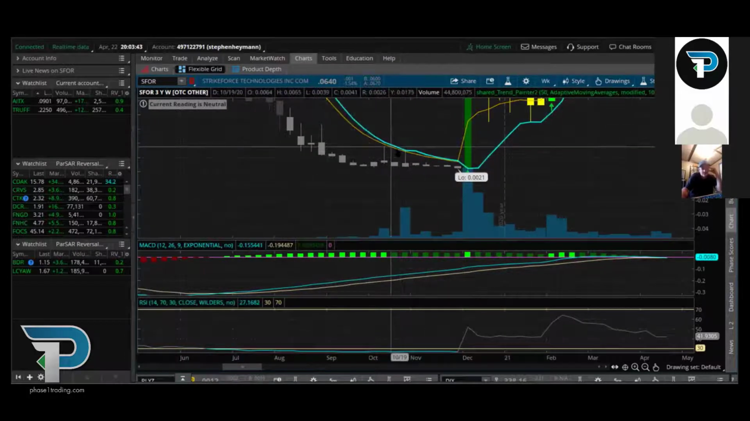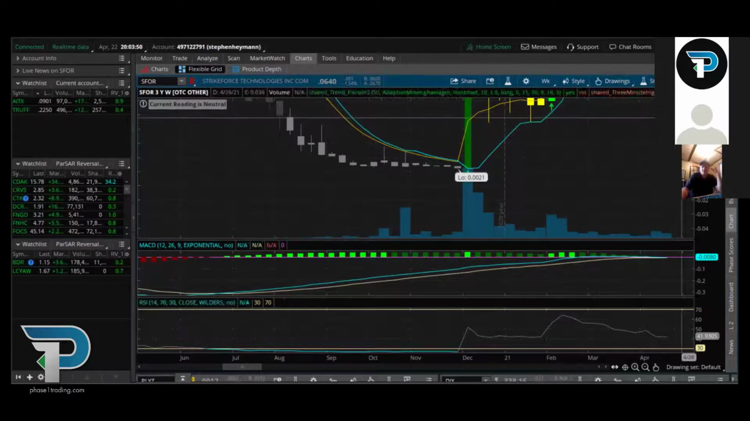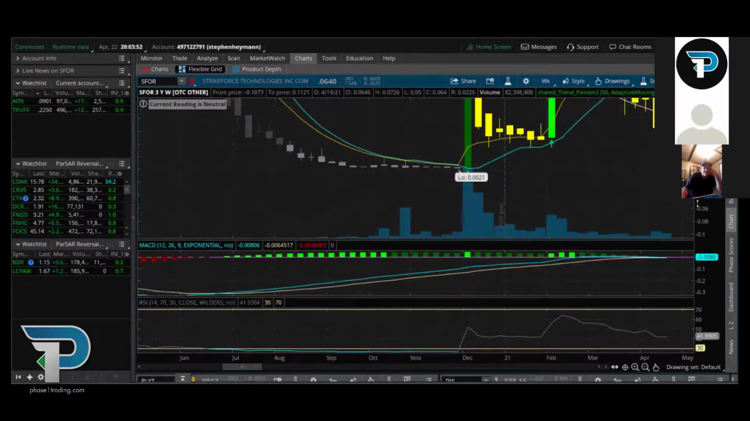that's what we're looking for. Look at that direct contact with the parabolic. It's bottoming out. It's barcoding, flip, boom. And as soon as it flipped, look at all that volume that came in when it flipped.